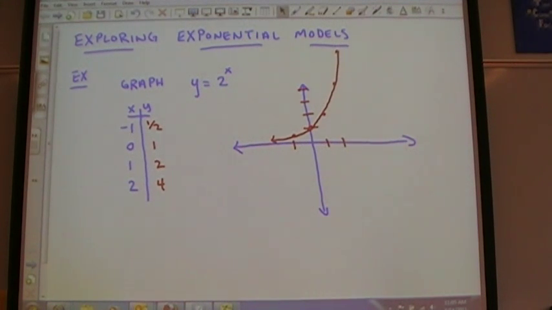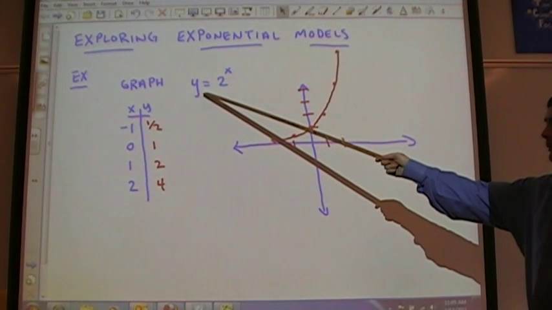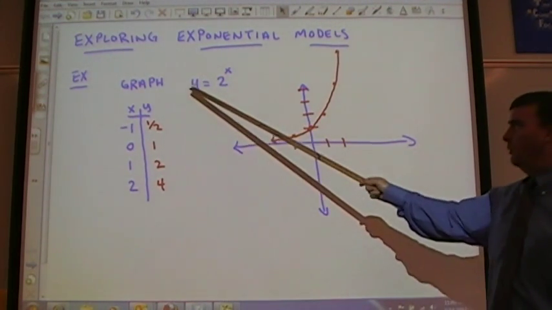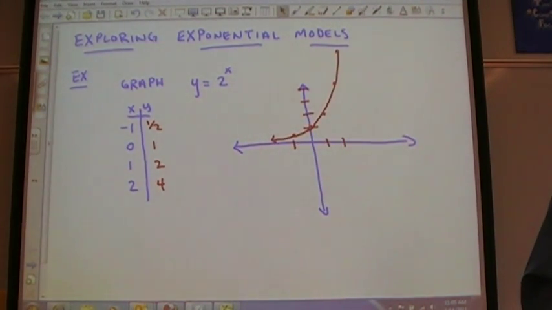Exploring exponential models. Right here, I think we've talked about this in the past. We introduced it in Algebra 1, exponential functions. We have y equals 2 to the x, where x is an exponent. That would be an exponential function.